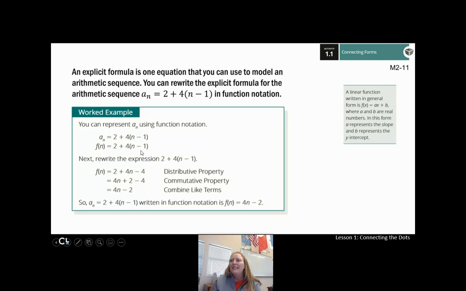Now, I still need it to look like this, ax plus b, where a and b are just real numbers. And I certainly don't have that going on yet. And I like this form of ax plus b because a is my slope and b is my y-intercept. So I like them. I want to get it there. So what I'm going to do is work with this back end. First things first, parentheses. You know that you can get rid of parentheses by using the distributive property.